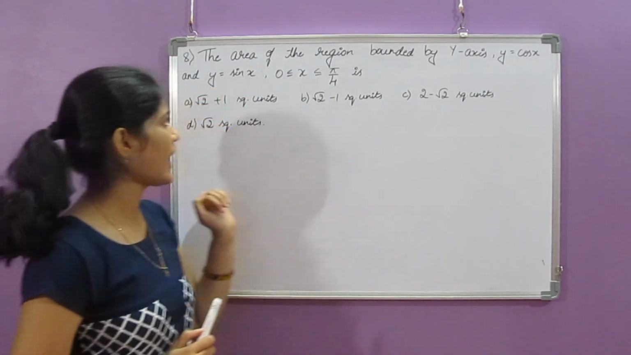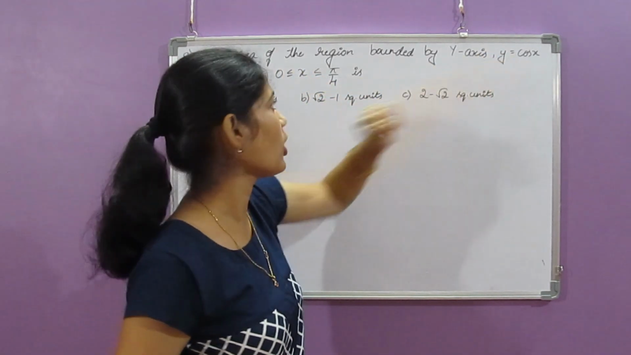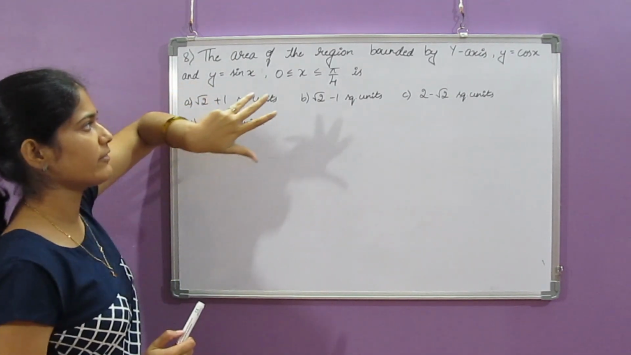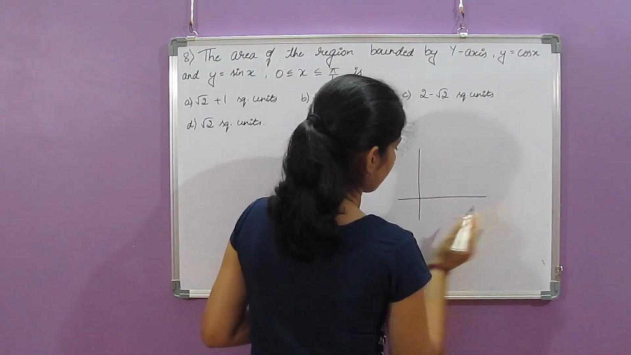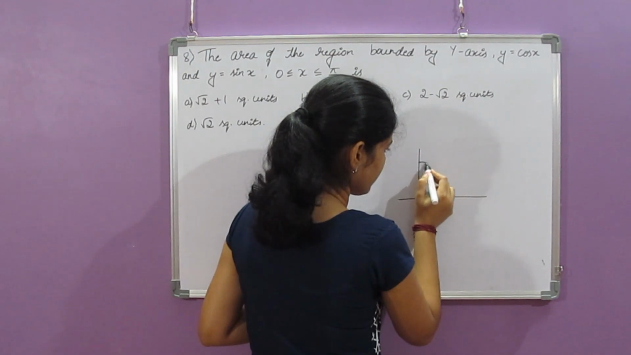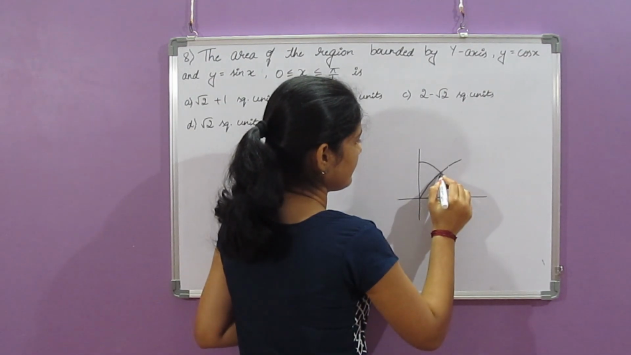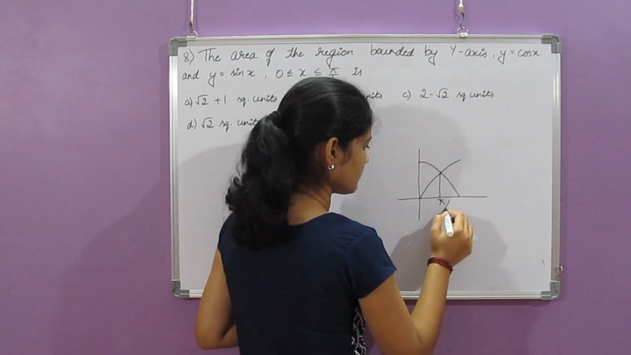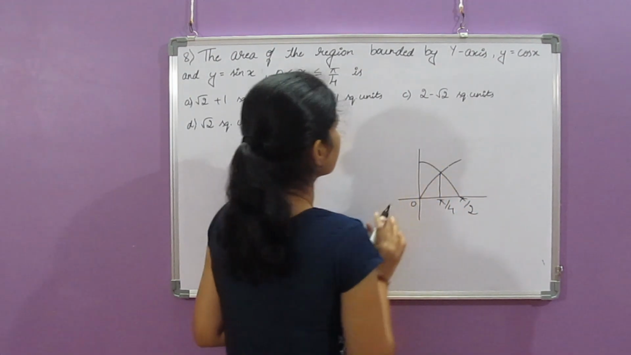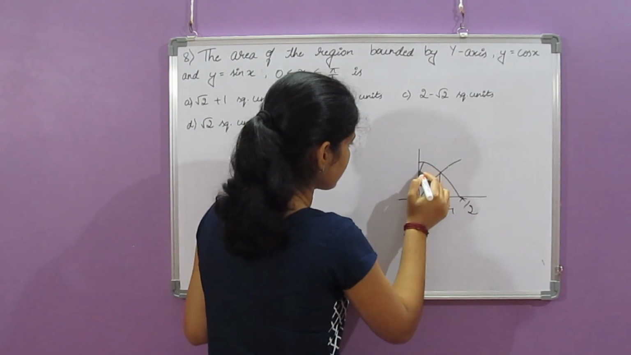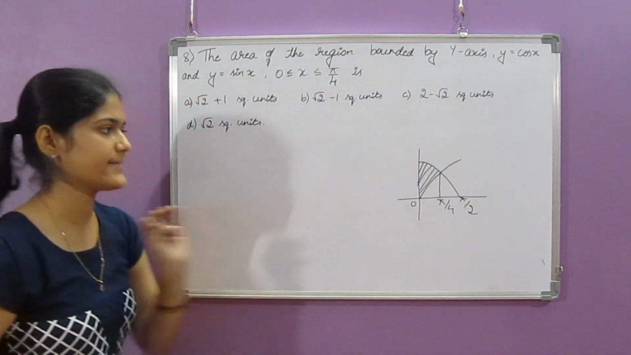In this problem, we have to find the area of the region bounded by the y-axis, y is equal to cos x and y is equal to sin x between 0 to pi by 4. Let's draw the figure. Y is equal to cos x means the figure will be like this and sin x will be like this. They will meet at pi by 4, and this is pi by 2. This is 0. Then we have to find this region, bounded by the y-axis and cos x and sin x.